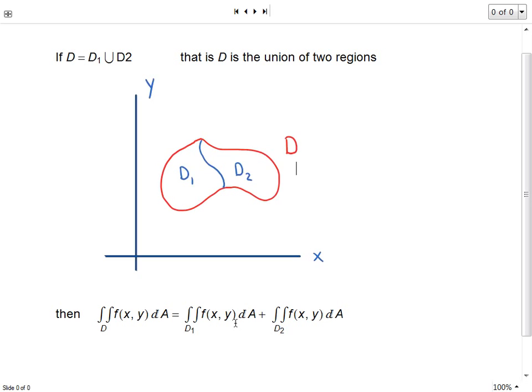Yeah, I mean, you could. It would depend on what your D looked like, but yes.